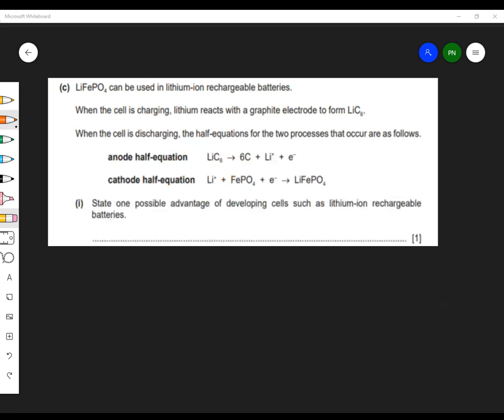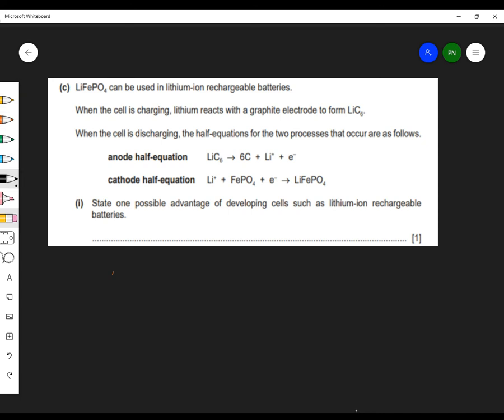Okay, this next one is about batteries. LiFePO4 can be used in the lithium-ion rechargeable batteries. When the cell is charging, lithium reacts with the graphite electrode to form LiC6. When the cell is discharging, the half equations are there, that and that. State one possible advantage of developing cells such as the lithium-ion rechargeable battery.